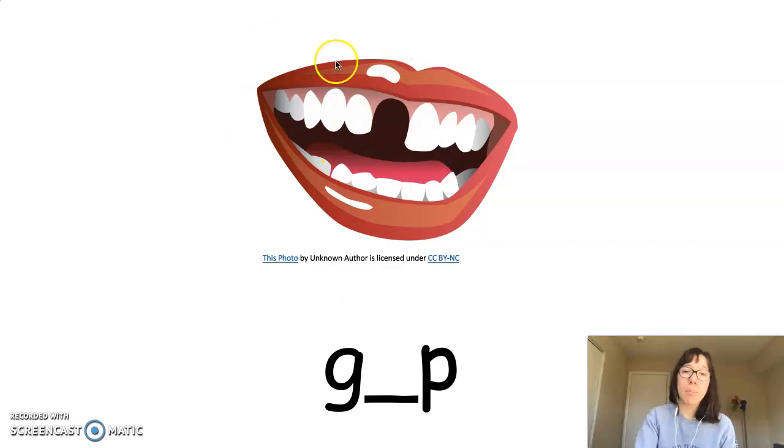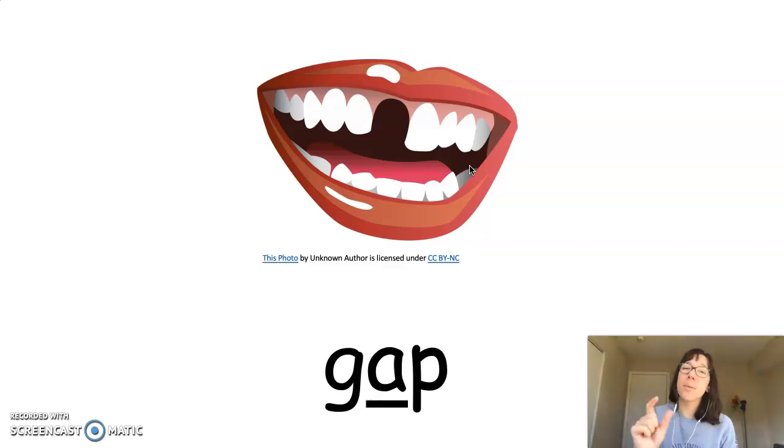This person has a gap in their teeth. Gap. Listen to me stretch the word gap and see if you can figure out what middle sound we're missing. Gap. G, a, p. Gap. I'll do it once more. Gap. G, a, p. Gap. Think you know it? Good. So the middle sound in gap is a. G, a, p. And we know in our good brains that the letter A says a when it's saying its short sound. That means we're missing the letter A in the word gap.